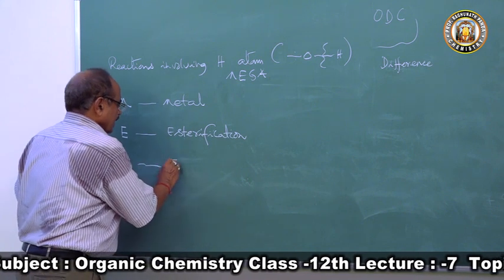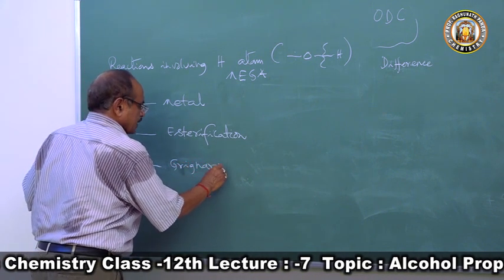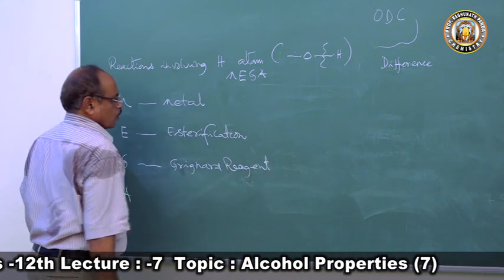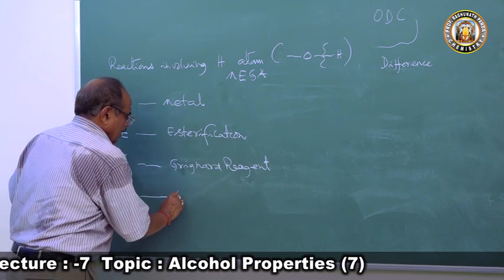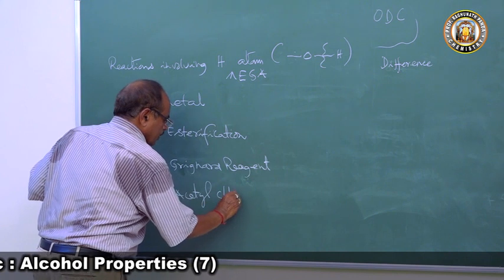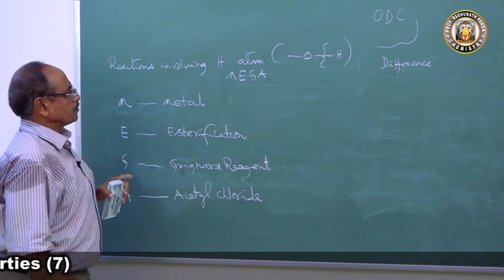And G, reaction with Grignard reagent. All alcohols react with Grignard reagent to form alkane. And A, all alcohols react with acetyl chloride to undergo acetylation reaction, which is used to test for alcohol.